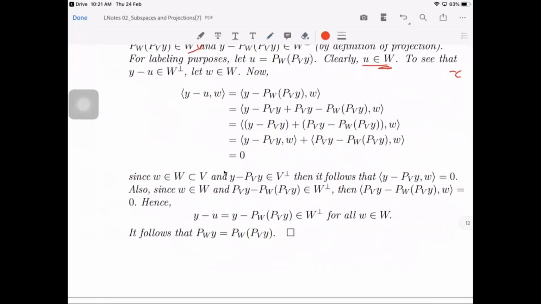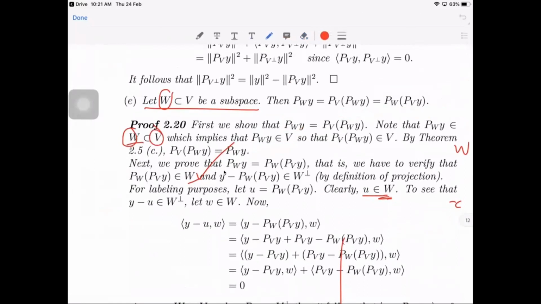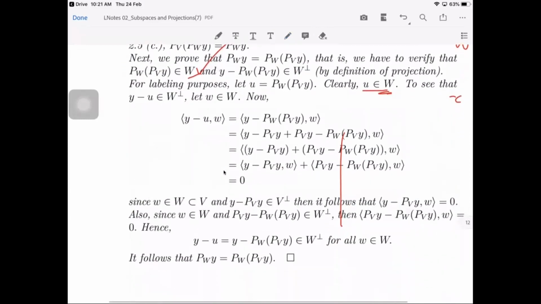So this statement here, when we rewrite it in terms of projection, equivalent ra ni sila. So ang projection sa y unto w is the projection of y onto w onto v, or it is the projection of y onto v onto w. No? So the same vectors na siya actually.